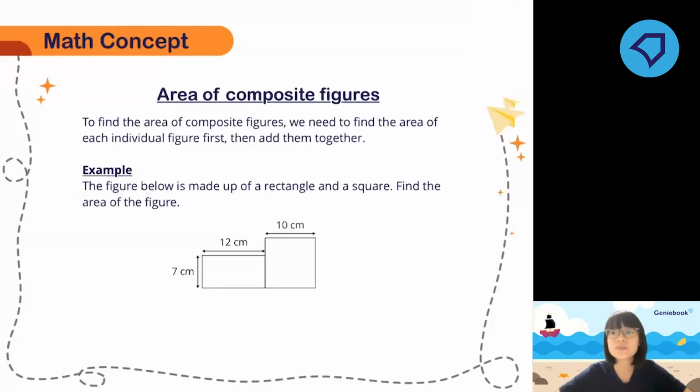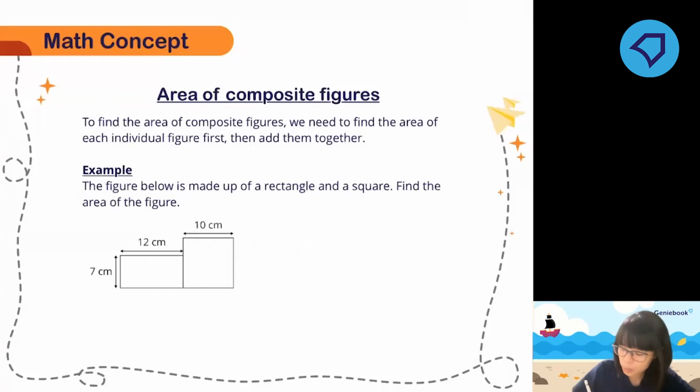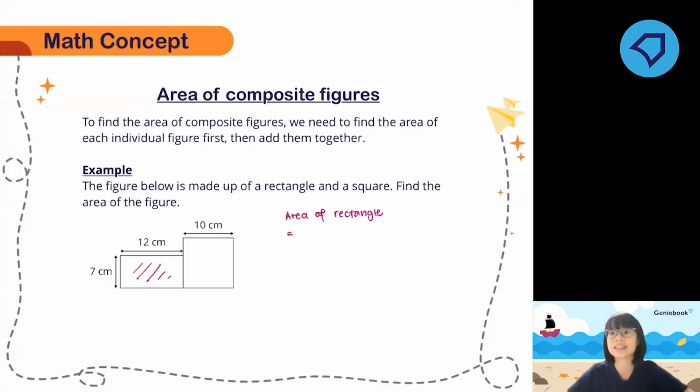So in order for you to find the area of the figure, we will need to find the area of a rectangle first, then the area of the square, and then we're going to add them together. Okay? So to find the area of the figure, we're going to do it one by one. So first, let's find the area of the rectangle. Okay? Area of rectangle. So can you guys type in the equation for me to find the area of the rectangle?